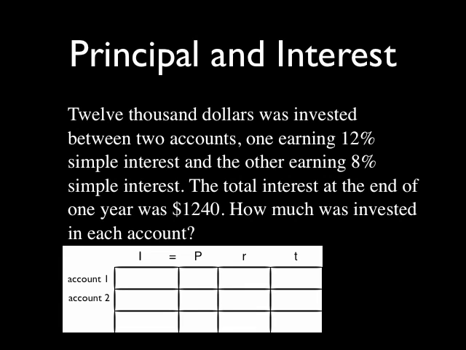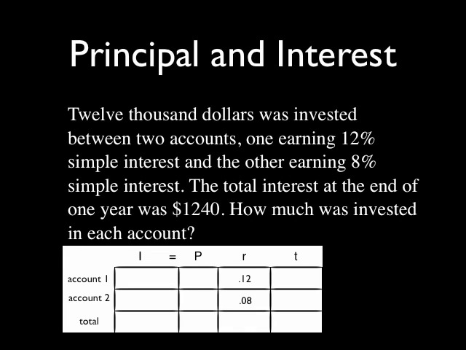Okay, it goes in the R column. R is your interest rate, it's your percentage. Now when I write 12, and we'll say that's in account 1, it's going to be in the R column in that top box. How do I rewrite it? Okay, I don't write 12%. Instead of writing 12%, I write 0.12, because I change it to its decimal form. Okay, the other account earned 8%. That also goes in the R column, but under account 2. So that becomes 0.08.